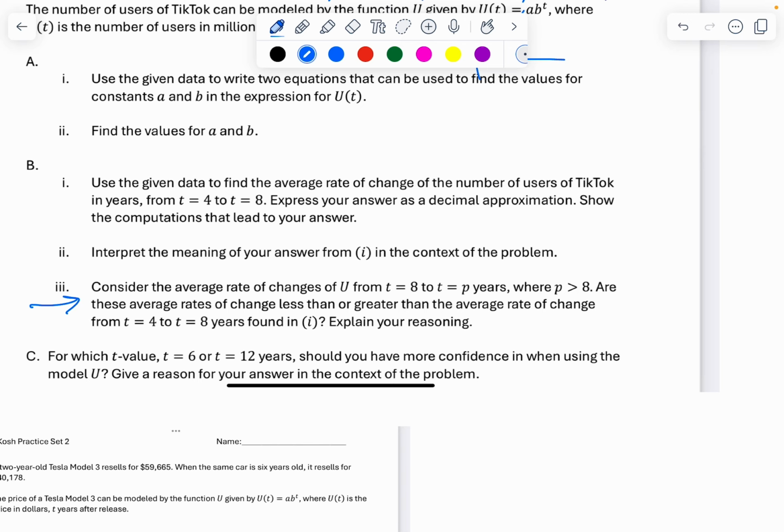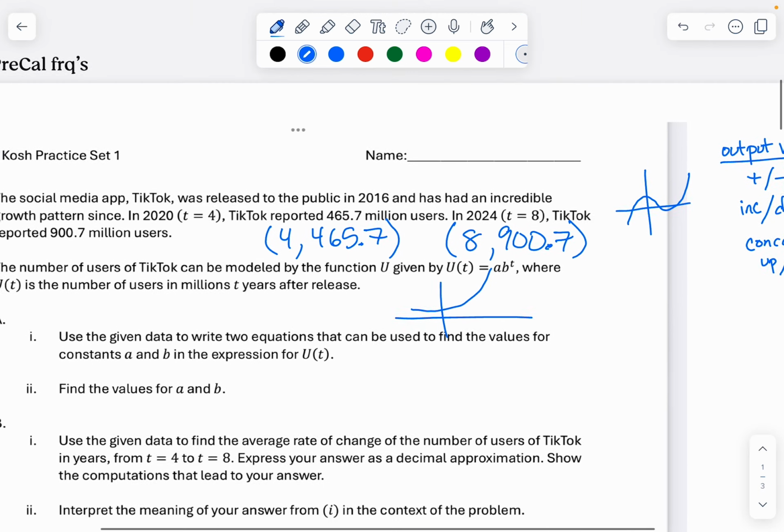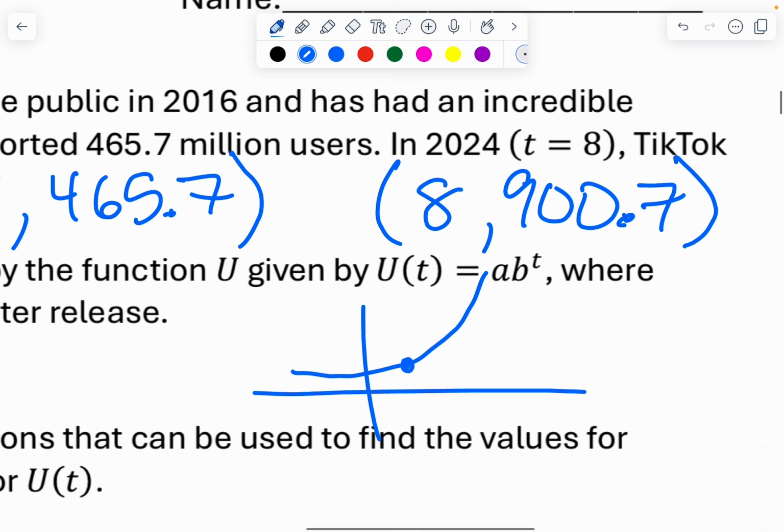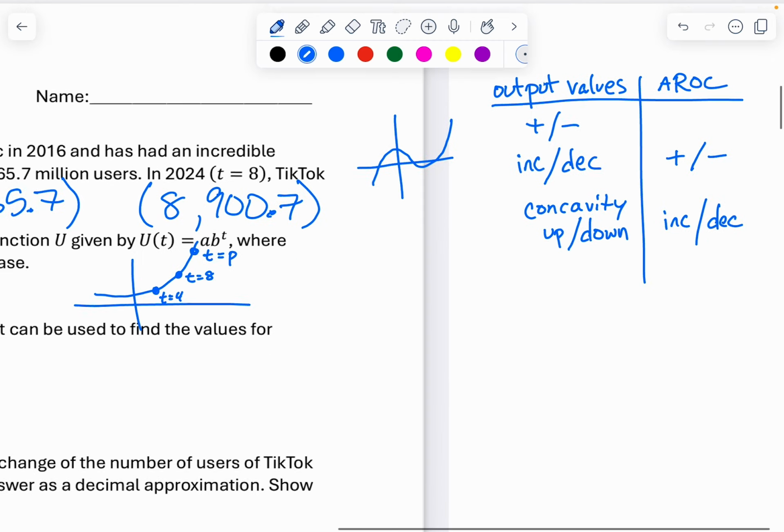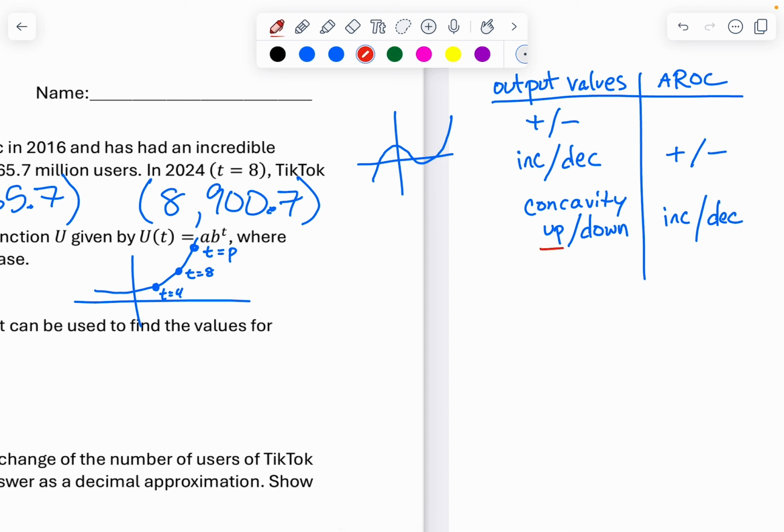Whatever. So then they're saying consider the average rate of change from t equals 8 to p, where p is greater than 8. In this problem, we had initially said find the average rate of change from 4 to 8. So this is where t equals 4, this is where t equals 8, and somewhere over here is where t equals p. So what's happening? The average rate of change from 4 to 8 is going to be less than the average rate of change from 8 to p, because the graph is concave up. The output values were concave up, which told us that the average rate of change was increasing. So as we move in an increasing way, our average rate of change will be growing.